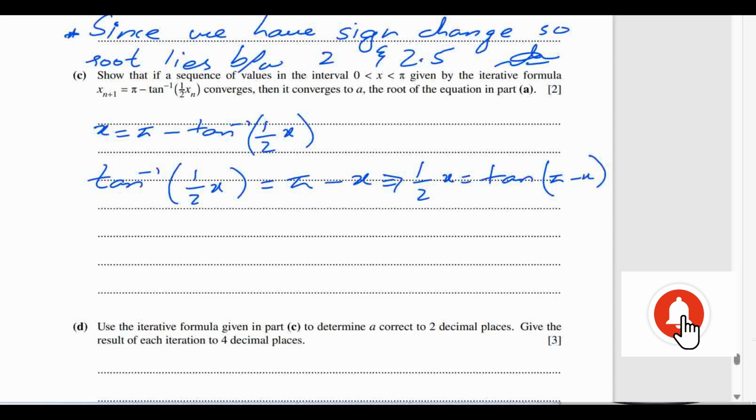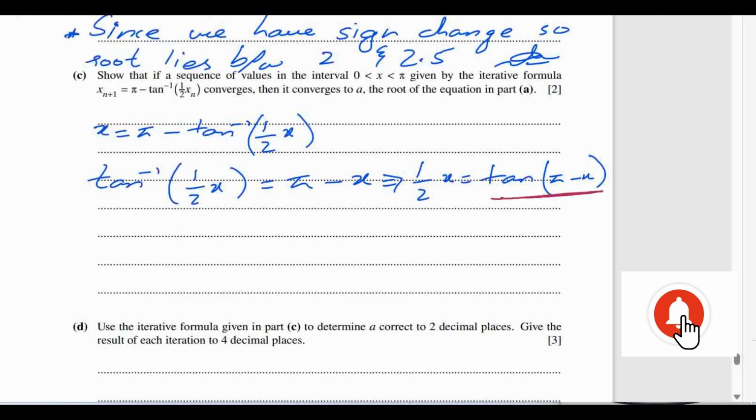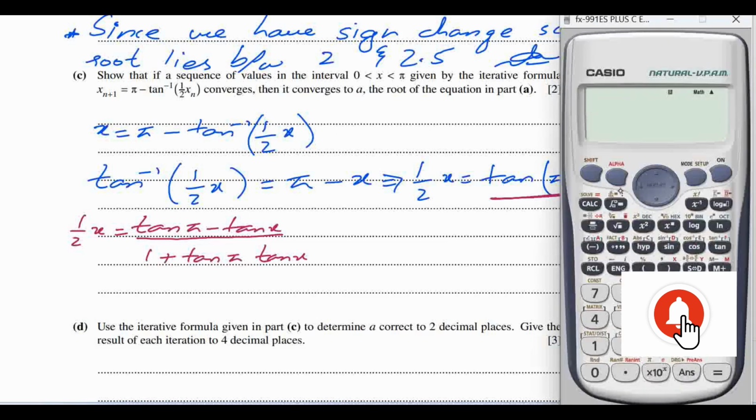Now as we know the trigonometric identity formula, we have to use it here. So tan of 2x is equal to tan of pi minus tan of x, whole divided by 1 plus tan of pi into tan of x. Now let's see what tan of pi is. So tan of pi will be equal to 0, which will make our life easier.